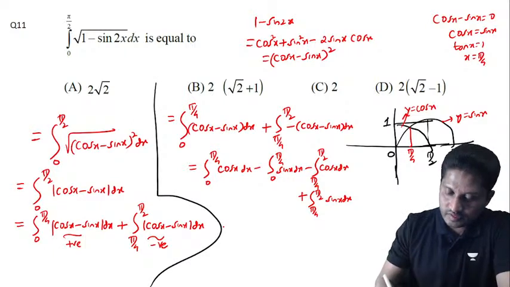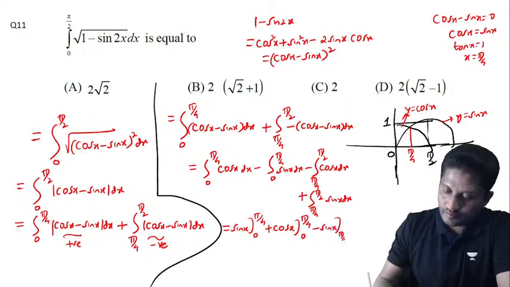Integration of cos x is sin x between the limits 0 to pi by 4. Integration of sin is minus cos, so this becomes plus cos between the limits 0 to pi by 4. Integration of cos is sin between pi by 4 to pi by 2. Integration of sine is minus cos between the limits pi by 4 to pi by 2. Sin 45 is 1 by root 2, sin 0 is 0, cos 45 is 1 by root 2 minus cos 0 which is 1. Sin 90 is 1, sin 45 is 1 by root 2, cos 90 is 0, cos 45 is 1 by root 2.